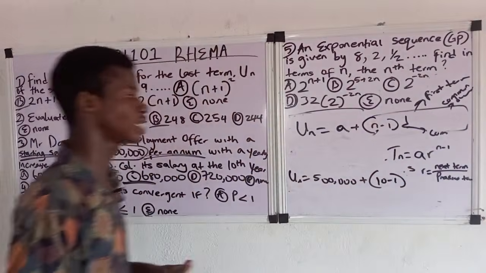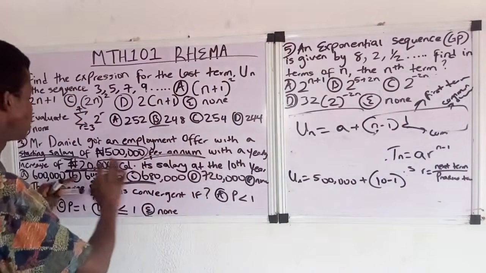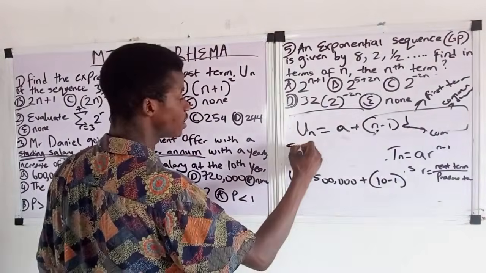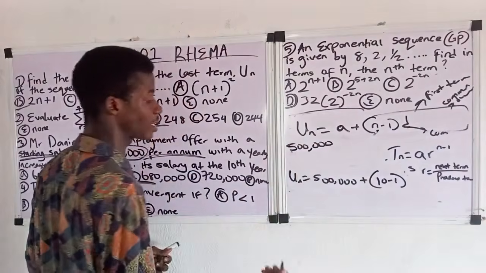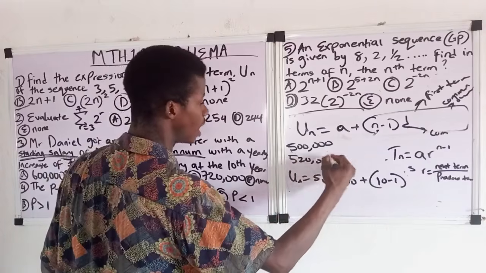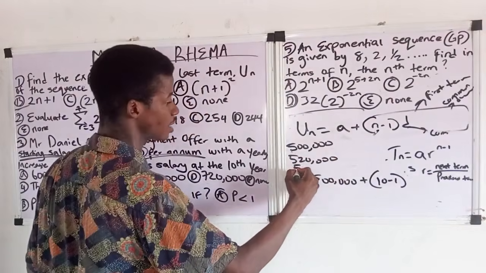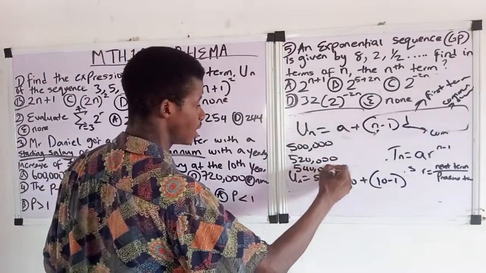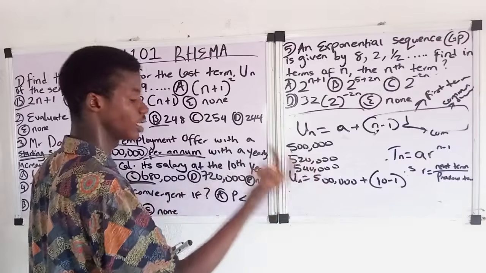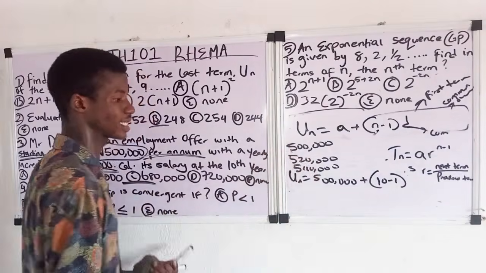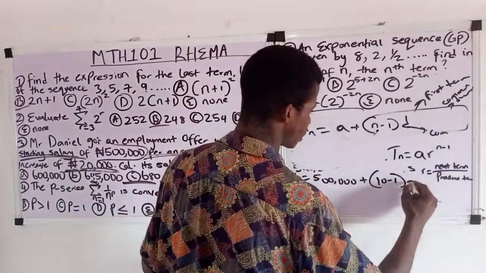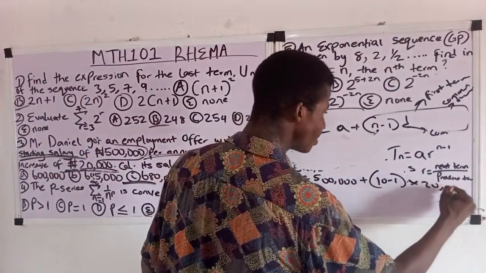Then what is the common difference? The common difference is 20,000. Because in the first year they were paying 500,000. The second year they were paying 520,000, right? The third year they were paying 540,000, right? So the common difference between these is 20,000. So that is just it. The common difference will be 20,000.